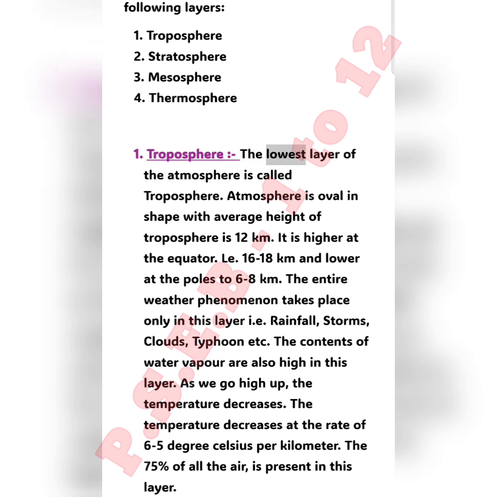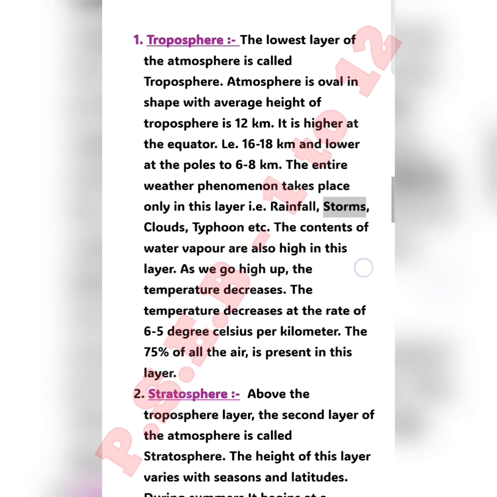Troposphere. The lowest layer of the atmosphere is called troposphere. Atmosphere is oval in shape, with the average height of troposphere being 12 kilometers. It is higher at the equator, 16 to 18 kilometers, and lower at the poles, 6 to 8 kilometers. The entire weather phenomenon takes place only in this layer, i.e. rainfall, storms, clouds, typhoon, etc.